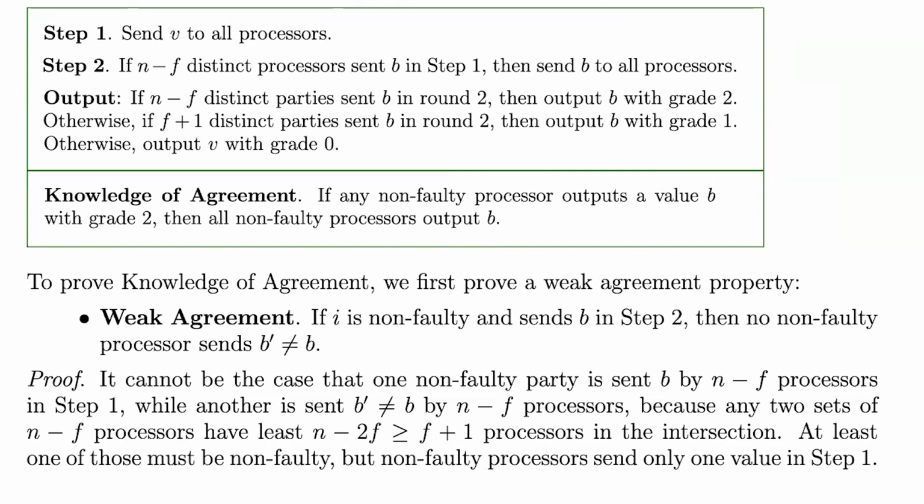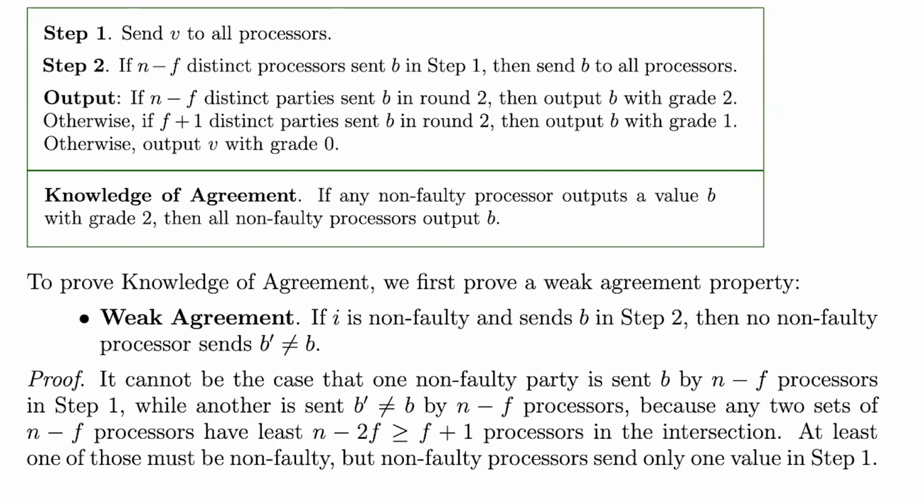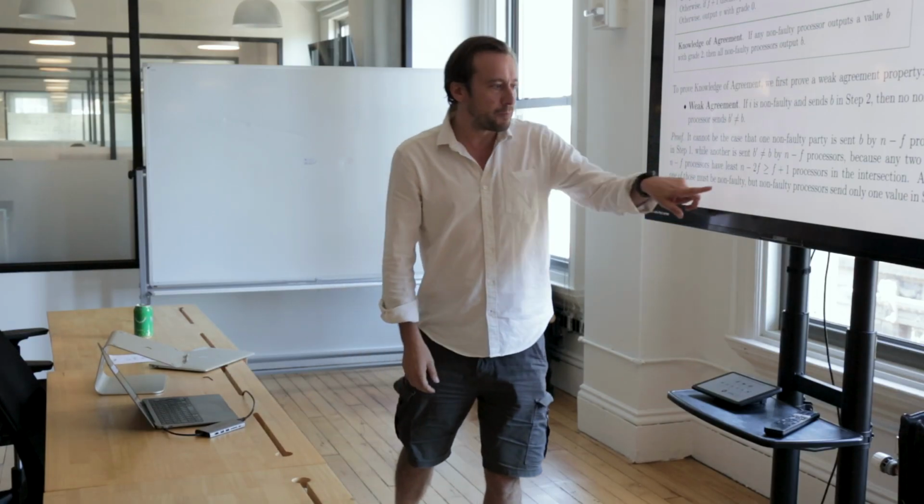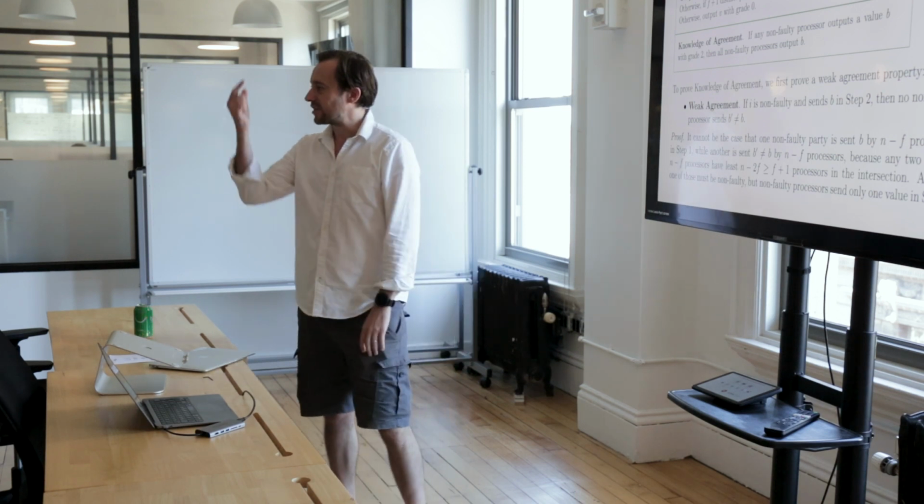Maybe picture that in your head. Any two sets of n minus f processors have to have at least n minus 2f in the intersection. But n minus 2f is greater than f plus 1, because we're considering the case f is less than n over 3. So any two sets of n minus f processors have f plus 1 processors in the intersection, and that means at least one non-faulty processor in the intersection, because we've only got f faulty processors. So any two sets of n minus f processors have to have a non-faulty processor in the intersection, but non-faulty processors can't send two different values in step 1, right? They're only going to send a single value.